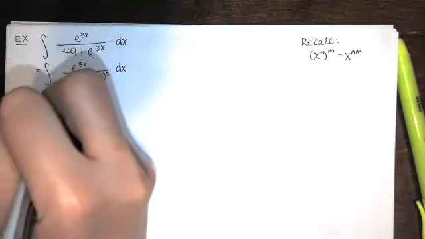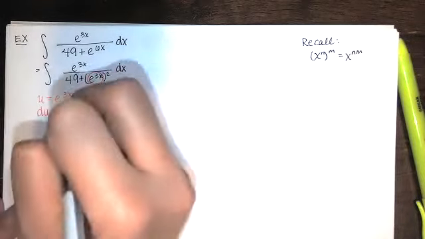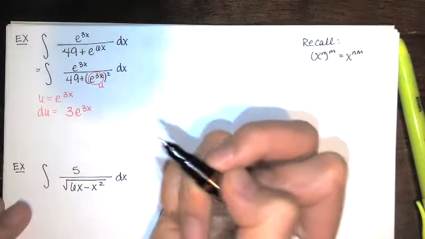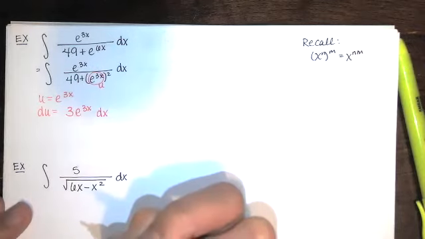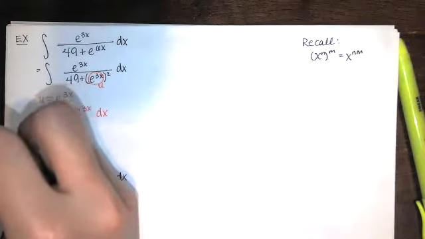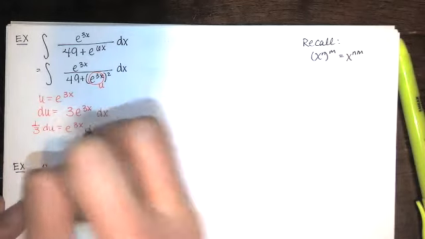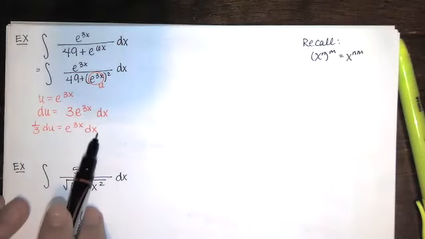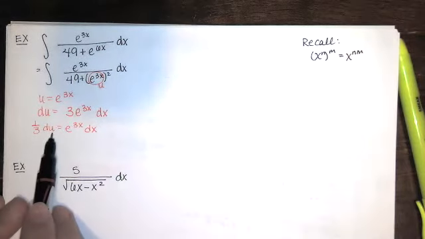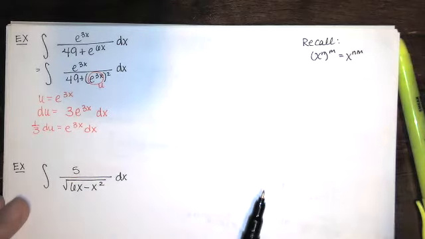Then du is the derivative of e to the 3x. The derivative of e to some power is e to that power times the derivative of the inside by the chain rule times dx. Now there's not a 3 up there, so let's divide both sides by 3, or multiply by 1/3, same thing. That'll give us that e to the 3x dx by itself. So this ends up being 1/3 of du. And this is a 49 plus u squared in the denominator.